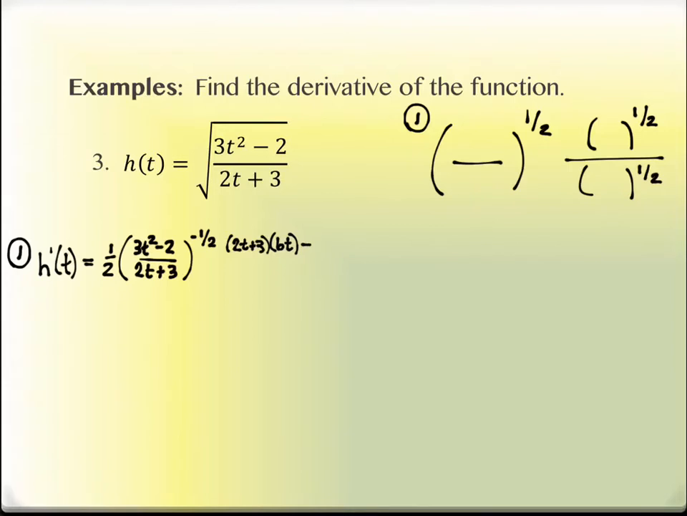And then the quotient rule says I'm going to subtract. And then I'm going to do the opposite. Okay? So I'm going to do the numerator, as is, 3t squared minus 2, times the derivative of the denominator. And what's the derivative of 2t plus 3? Just 2. And all of this is written over the denominator squared. So 2t plus 3 squared.